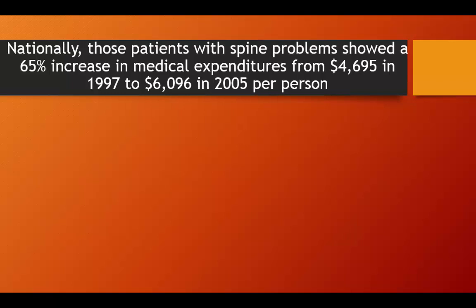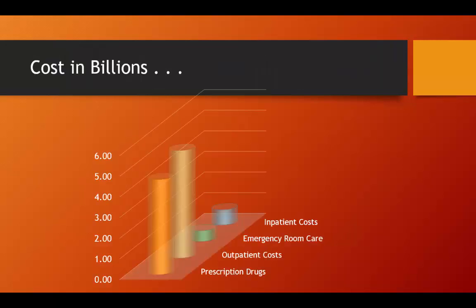Martin et al. reported that the largest proportion of increased costs for medical expenditures for spine-related problems were inpatient hospitalizations, with charges increasing 37%, outpatient costs increasing 18%, prescription drugs increasing 139%, and emergency room visits increasing 84%. Nationally, one study indicated that patients with spine problems showed a 65% increase in medical expenditures from $4,695 in 1997 to $6,096 in 2005 per person. The current studies examine whether this is consistent with the findings in North Carolina.